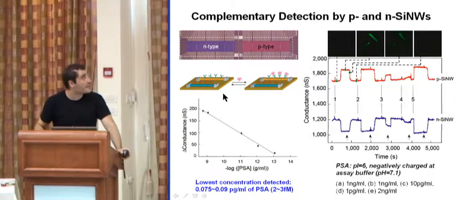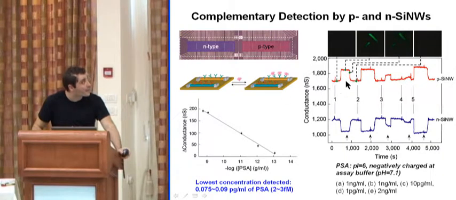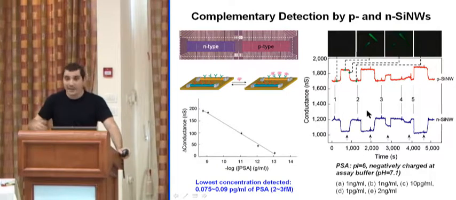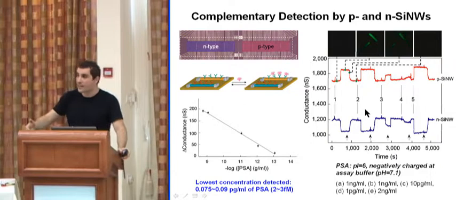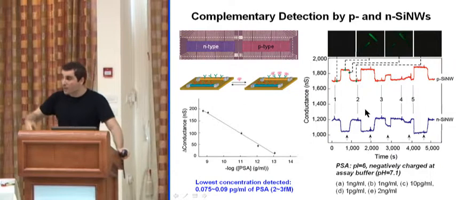The next step is to modify the same chip with p-type and n-type silicon nanowire devices, and we see that the sensing of the same protein for p-type devices leads to an increase in the conductance. For n-type devices, we see a decrease in the conductance for each injection, as expected. So we have an internal control, so we know that those signals are coming from the molecule that we want to sense.